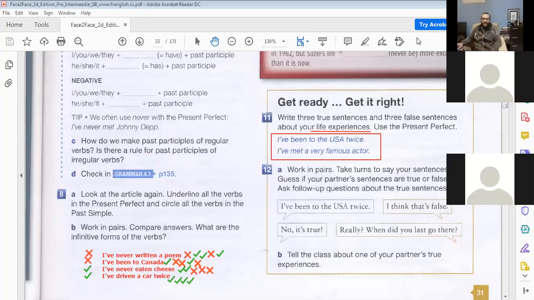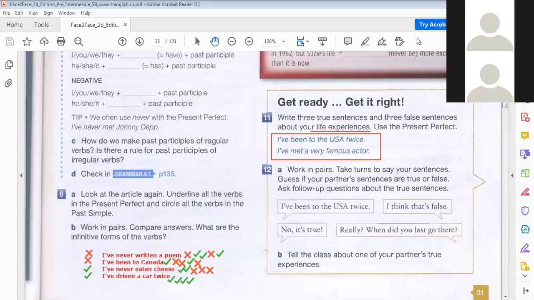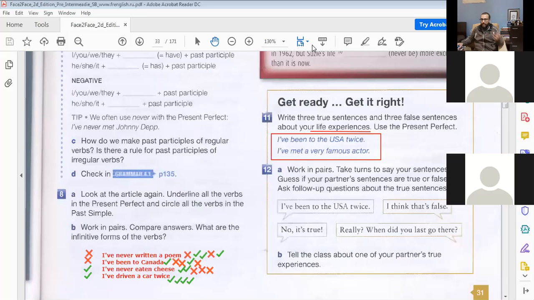Okay. All right, so you get the idea here that with life experiences, the best way to talk about life experiences is the present perfect, right? Because the good thing about present perfect is it doesn't give a lot of details. It doesn't say when, where, or how. It just shows if you've done this or not, if you've tried it or not. So whenever you want to talk about a life experience, always use the present perfect. It's very, very useful.